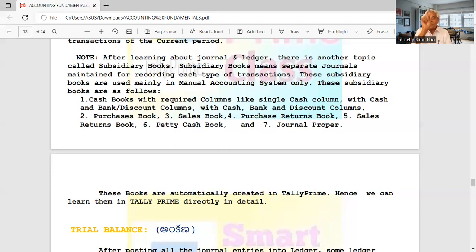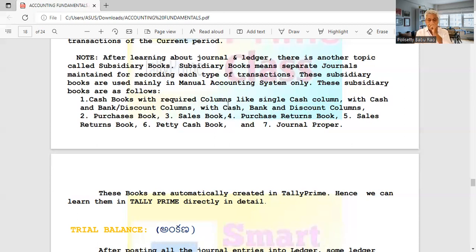In that case, there is a journal folio column, but we don't use it for the journal folio. We write C, within brackets, in that column. C means contra. We write it on both sides: cash column debit, bank column credit. Contra entries we write on both sides. This is about the cash book.